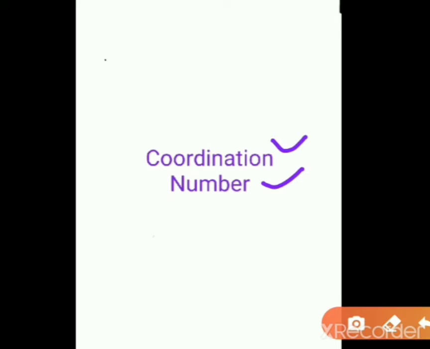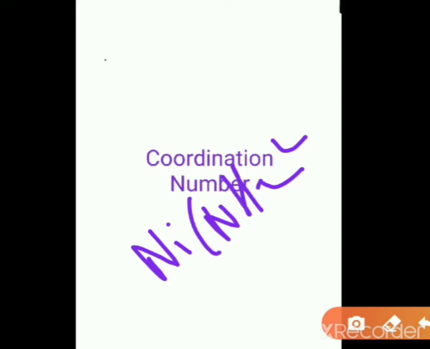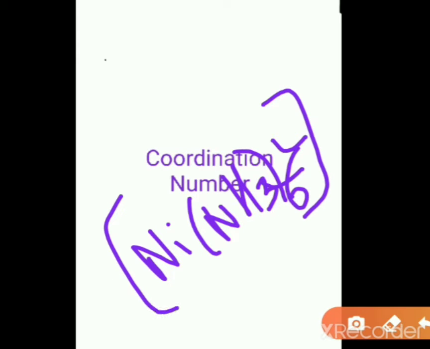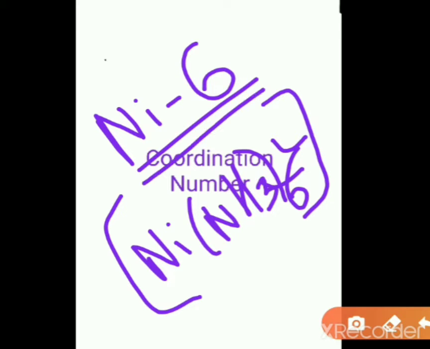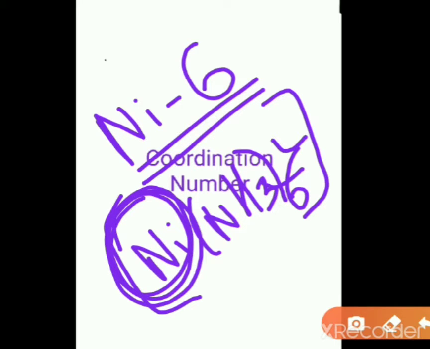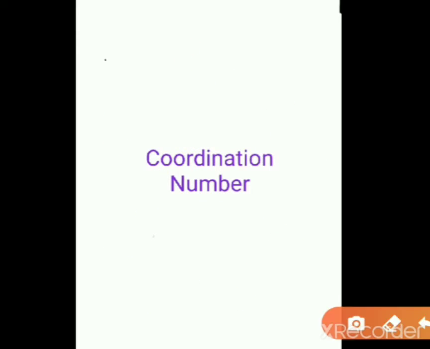Students, coordination number is defined as the number of coordinate bonds formed by the central metal atom. Okay. So students, suppose we are taking an example like Ni(NH3)6. For this complex, the coordination number of nickel is 6, because the central metal atom, nickel, is surrounded by 6 ammonia, that is, ligands. Generally, 4 and 6 are the most common coordination numbers.